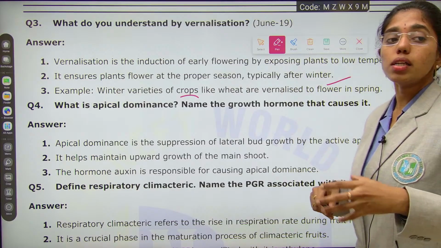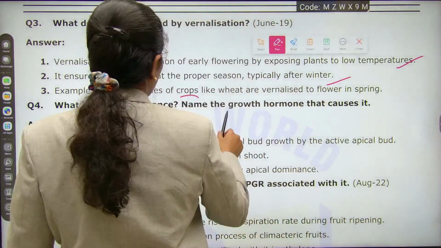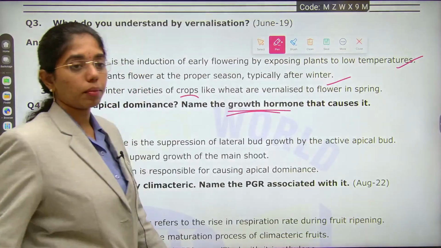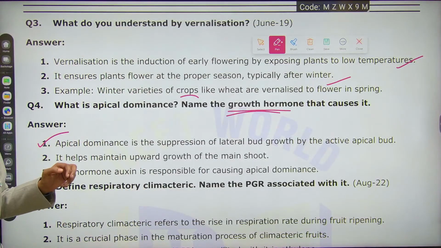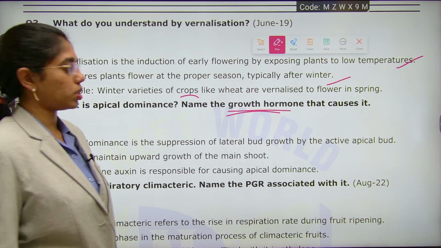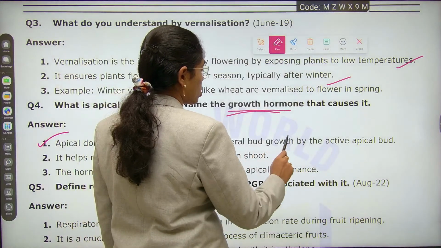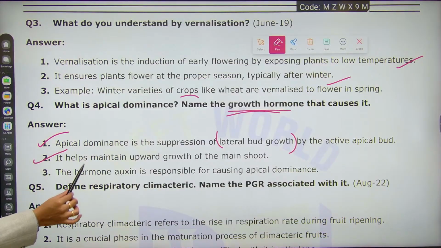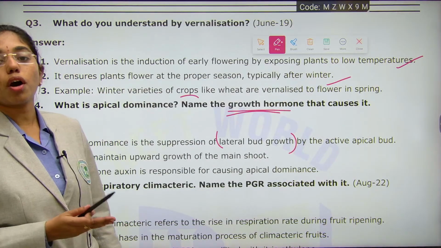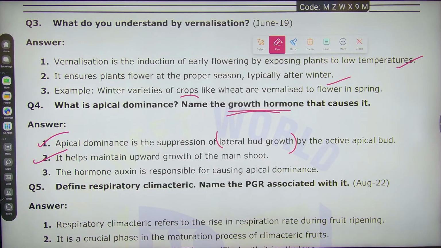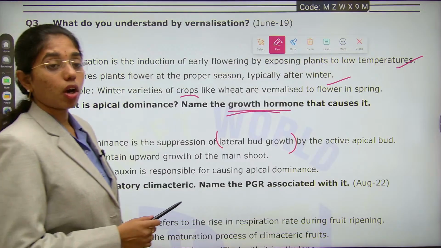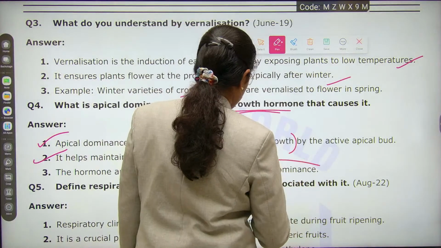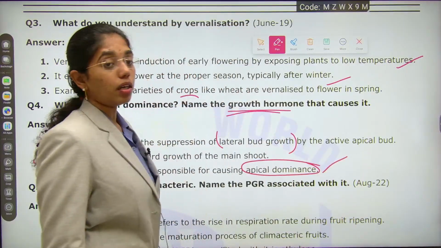Next, what is apical dominance? Name the growth hormone that causes apical dominance. Apical dominance is the suppression of lateral bud growth by the activity of the apical bud. It helps to maintain upward growth of the main shoot. The hormone auxin is responsible for causing apical dominance.